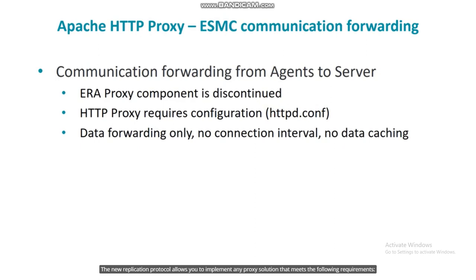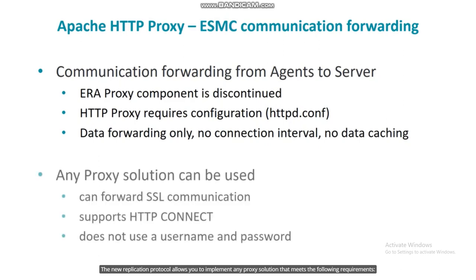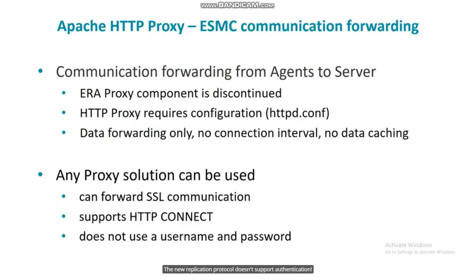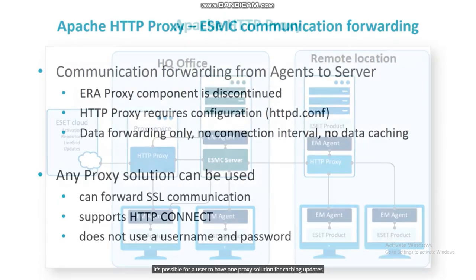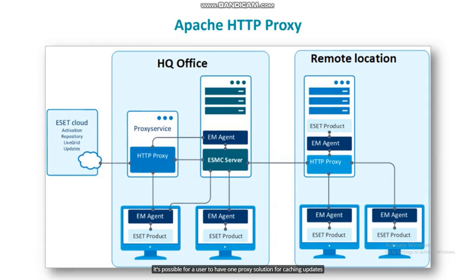The new replication protocol allows you to implement any proxy solution that meets the following requirements. The new replication protocol doesn't support authentication. It's possible for a user to have one proxy solution for caching updates and another proxy for agent-server communication. However, one Apache HTTP proxy can also be used for both functions at the same time.